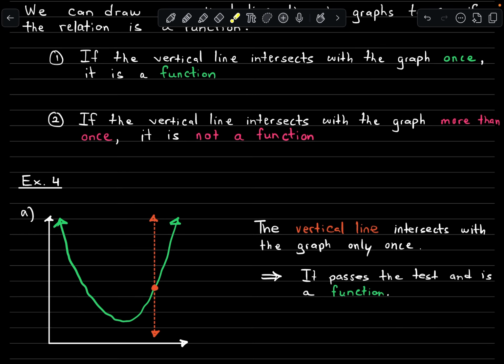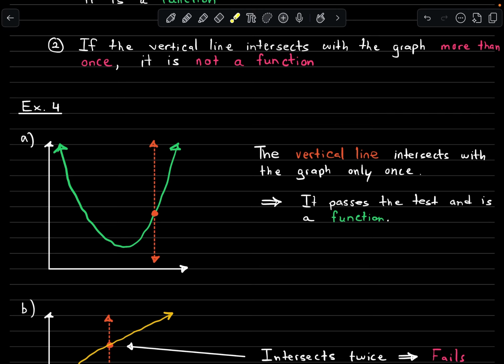So here in example 4, I've got a parabola here in green. If I draw that vertical line through it, at any point really, I see that's only intersecting once. It's passing the test, and therefore this is a function.